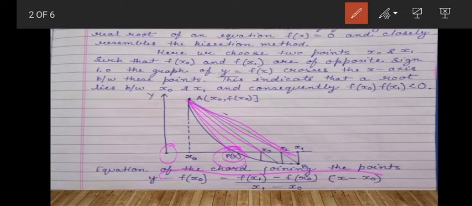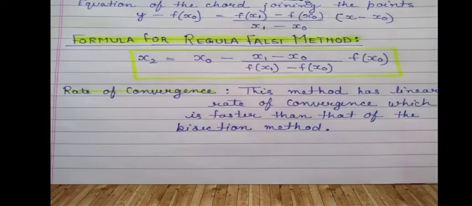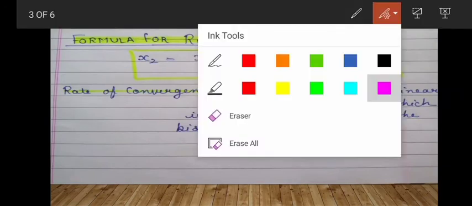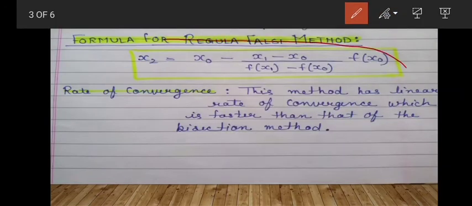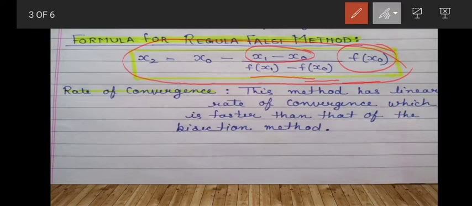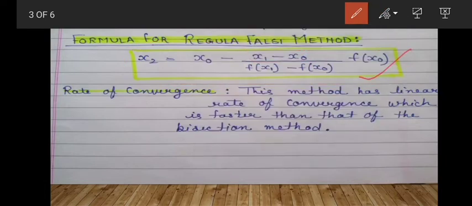By drawing these chords we will reach the answer here. So I'm not going into the equation of chords. I'm directly going to the formula for the regula falsi method. The formula is x2 = x0 - (x1 - x0) / (f(x1) - f(x0)) * f(x0). You have to remember this formula, because without using it you will not reach the answer. It is a very important formula.